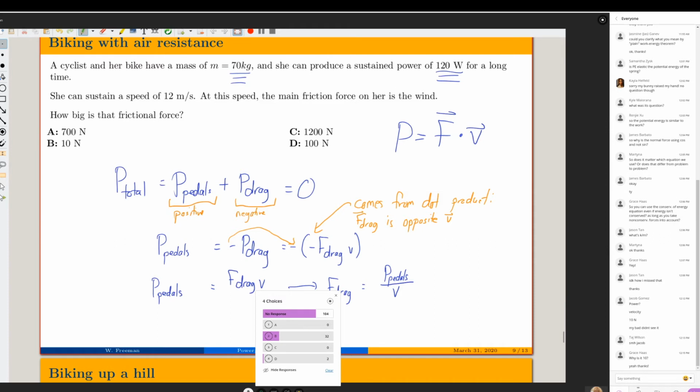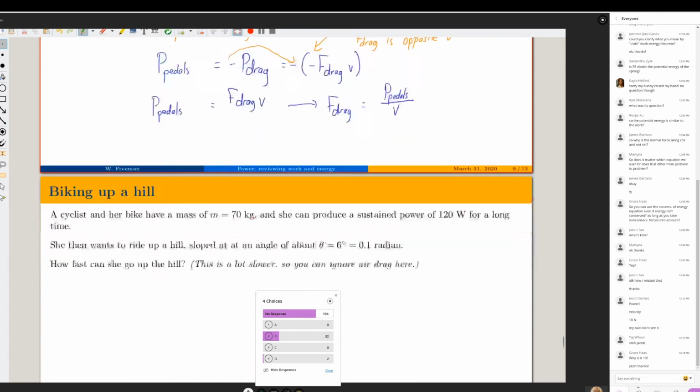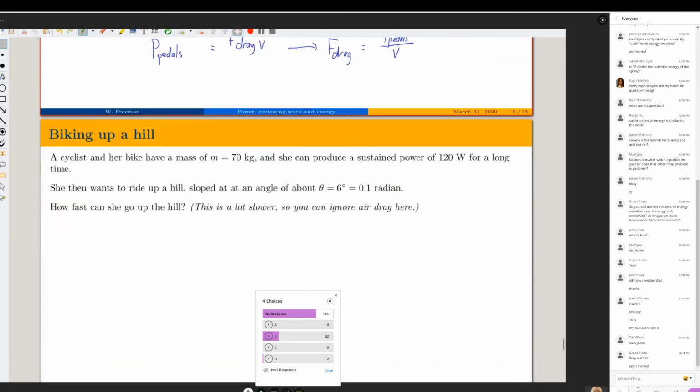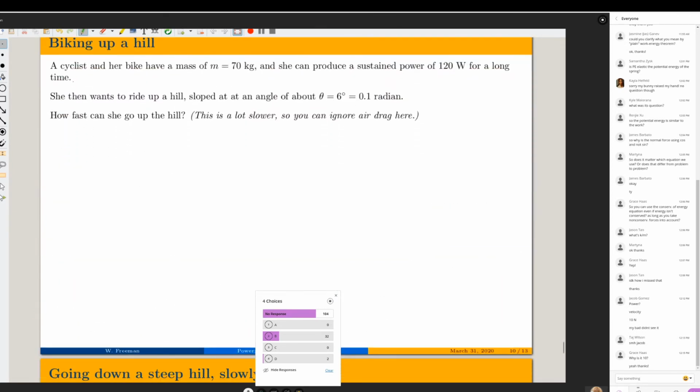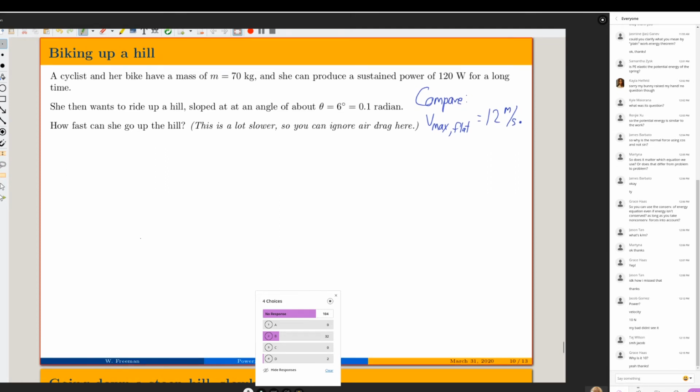Okay. I want to do one more example now. Now I'm imagining our same cyclist going up a hill. So let's compare this. The maximum on flat ground was 12 meters per second. My girlfriend is a pretty active cyclist, and I checked with her, these are basically the real values for a person like her.